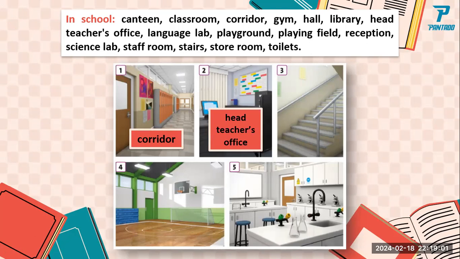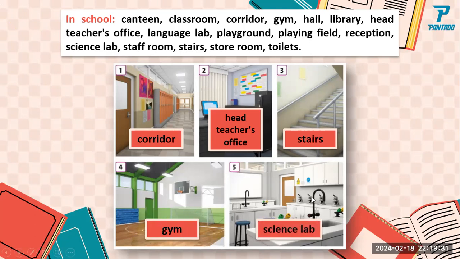And number three is stairs. Stairs. Number four is playground, or I think it is gym. Number five is science lab. Okay, five is science lab.